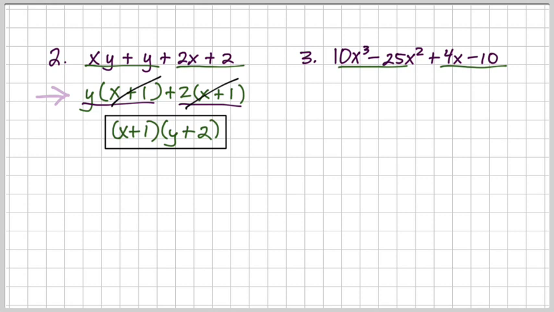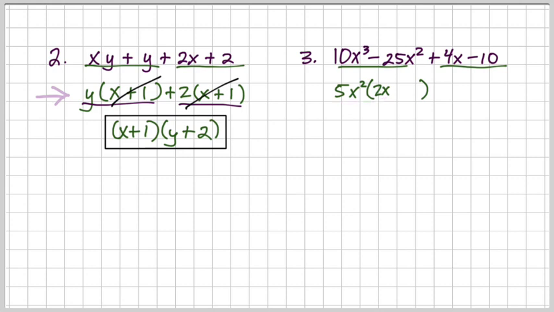If you look at the first two terms, the common factor for 10 and 25 is 5, and the smallest power of x is x squared. So 5x squared is our GCF. What times 5x squared is going to give us 10x cubed? Well, we're going to need a 2x. Make sure you get a 2 and an x there. And if you multiply these together, you do get 10x cubed.